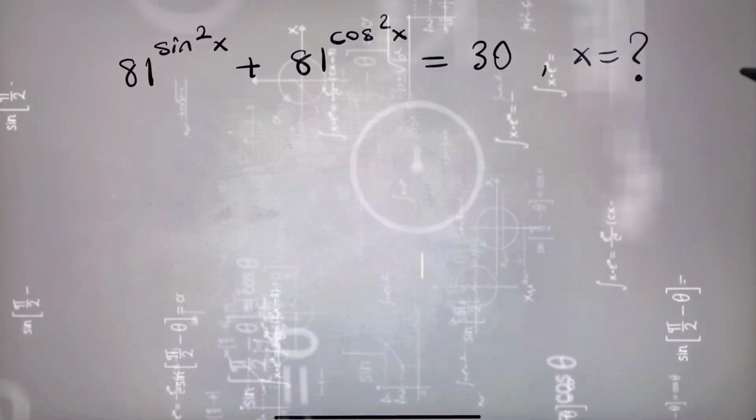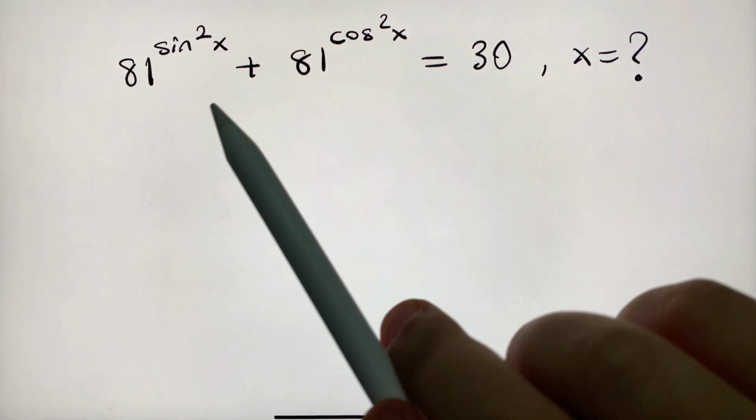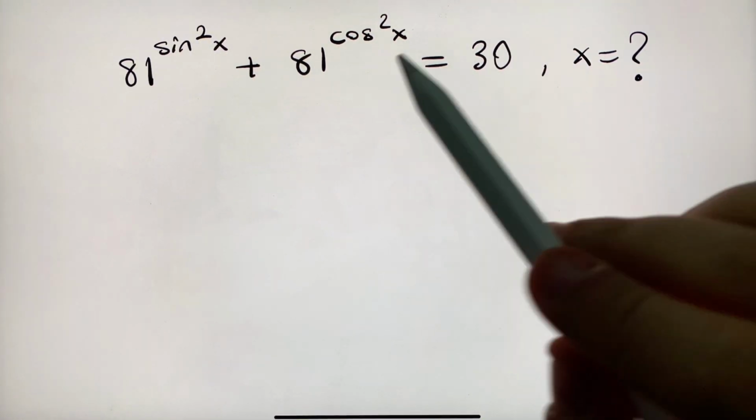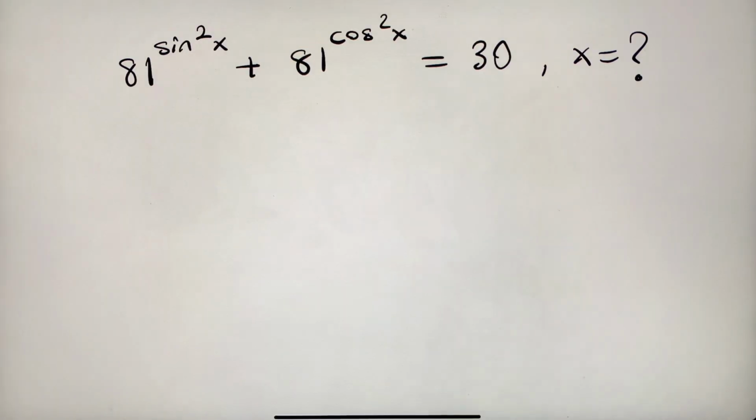Hello. We're together again with one perfect Olympic question. The question is: 81 to the sin squared x plus 81 to the cosine squared x is equal to 30. It wants us to find the x values.